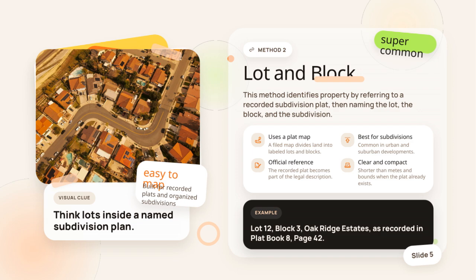One of the biggest advantages of the lot and block method is clarity and brevity. When a plat already exists, this description is much shorter and easier to map compared to other methods, like metes and bounds. For example, a typical description might read, Lot 12, Block 3, Oak Ridge Estates, as recorded in Plat Book 8, page 42. Overall, it's a common and very practical way to legally describe properties in subdivisions, making it straightforward to identify and locate lots.